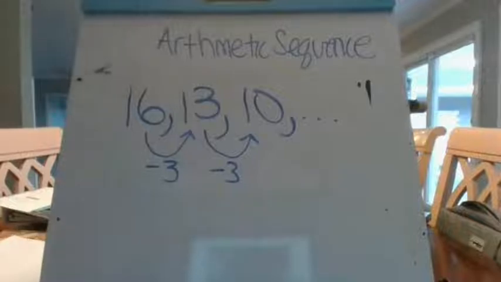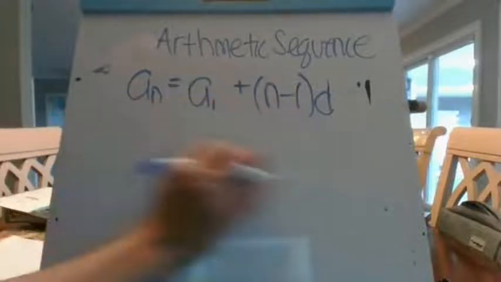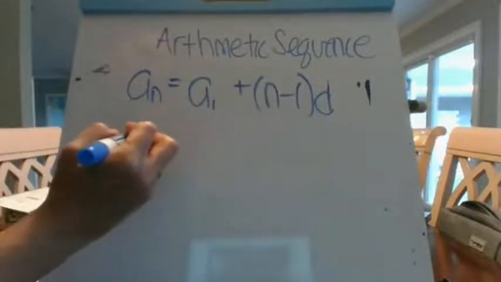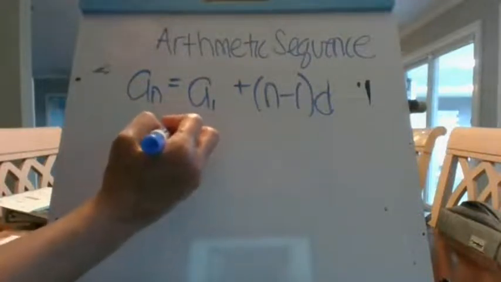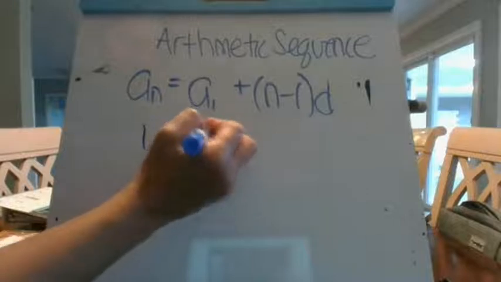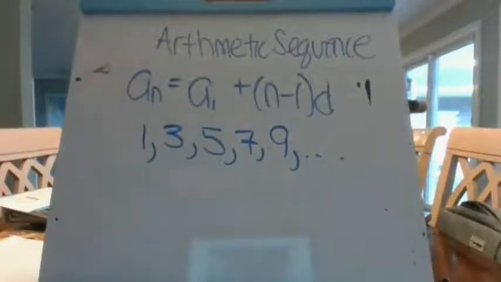All right, so when you have an arithmetic sequence, you can calculate a certain term using the formula if you're looking at your packet on page 8, but I'll write it for you. So this formula here will allow you to find a certain term in the sequence. So the nth term. So let me give you an example of a sequence first. Let's throw another one up here. Let's do 1, 3, 5, 7, 9. Okay, here's our first arithmetic sequence.